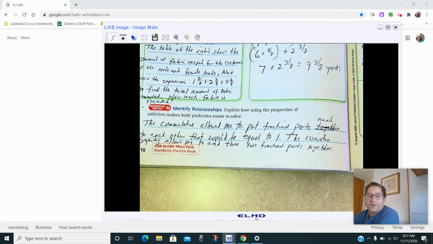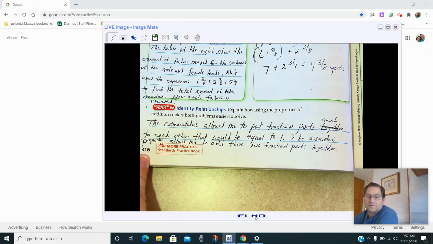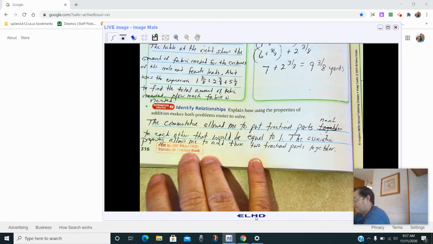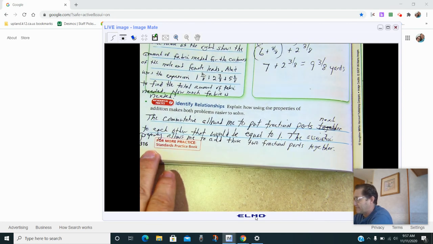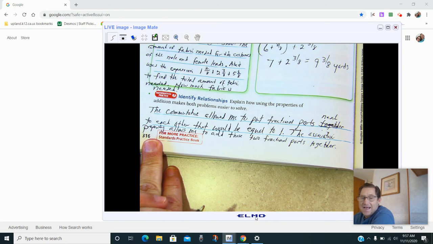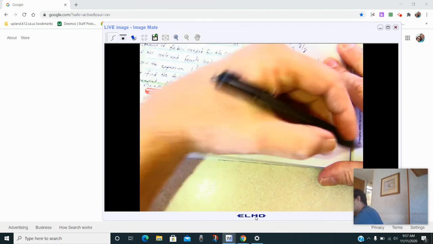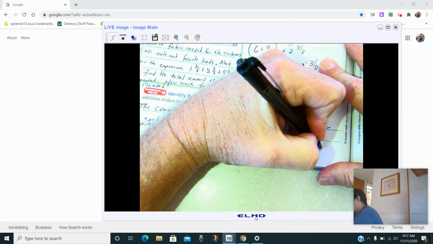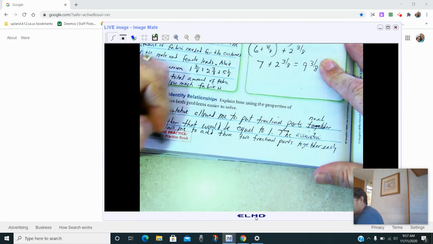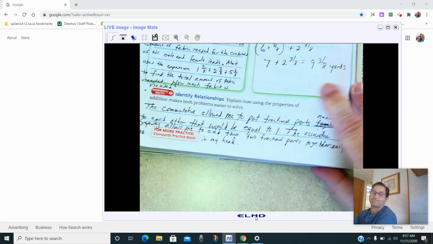The commutative property allowed me to put the fractional parts next to each other so that they would be equal to 1. The associative property allows me to add those two fractional parts together easily in my head. Okay.